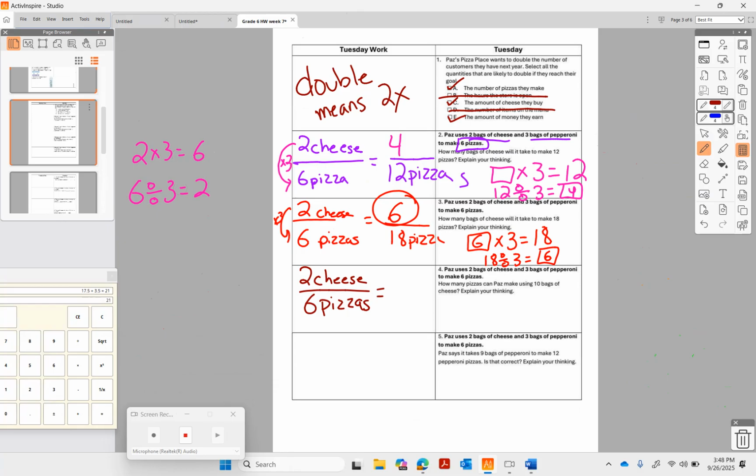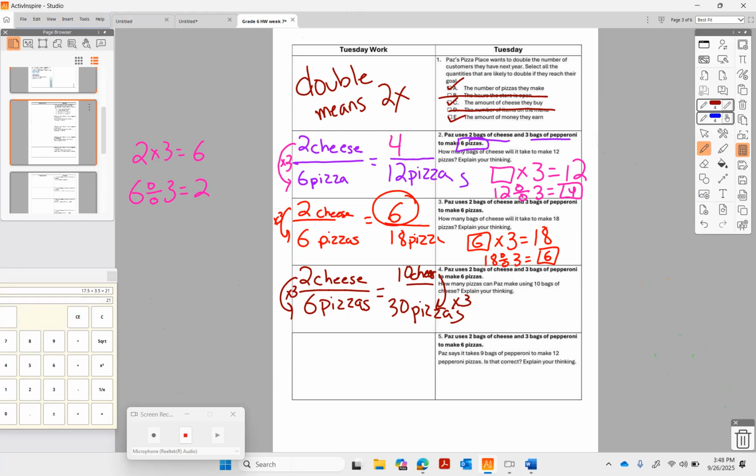10 cheese. Got 3 times bigger. Times 3, 30 pizzas. Okay, this is the way I do it to help me make sense.